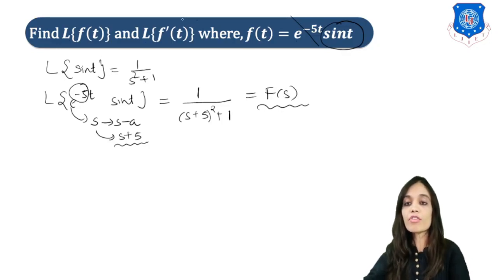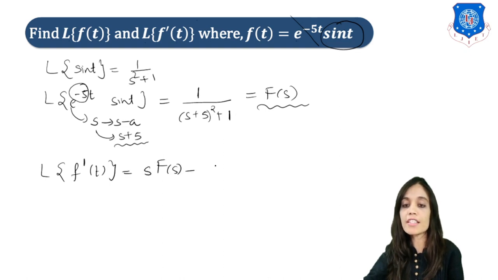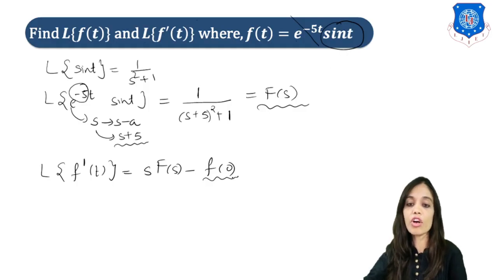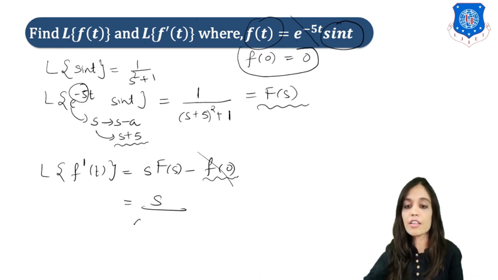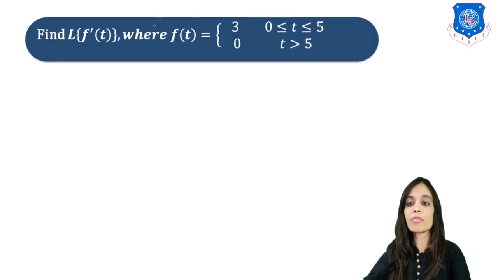Okay. Now we have to find the Laplace of what? F dash of t. We know the formula, it is s F of s minus f of 0. Right. Now firstly let us find the value of f of 0. So this is our function, just put t as 0. So e raised to 0 is 1, but sine 0 is 0. So the value of f of 0 is 0. So this is gone, just put this. So the final answer is s upon s plus 5 whole square plus 1. Right? So now let us move on to our next example.